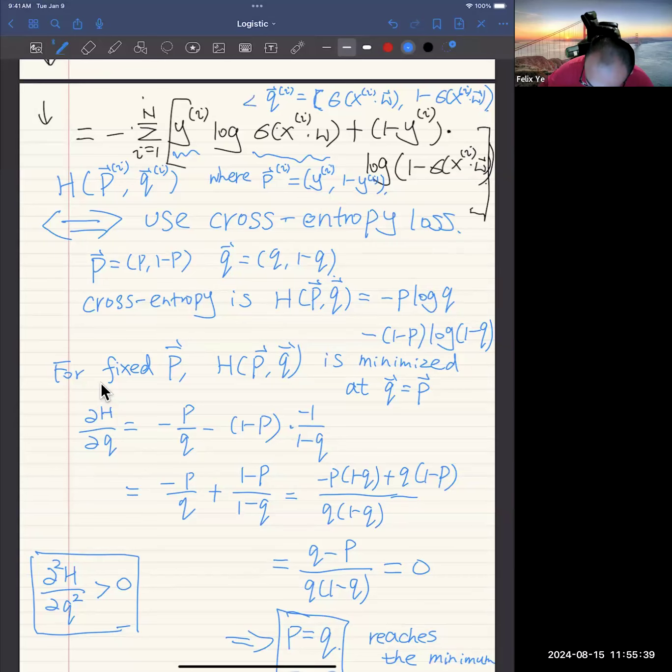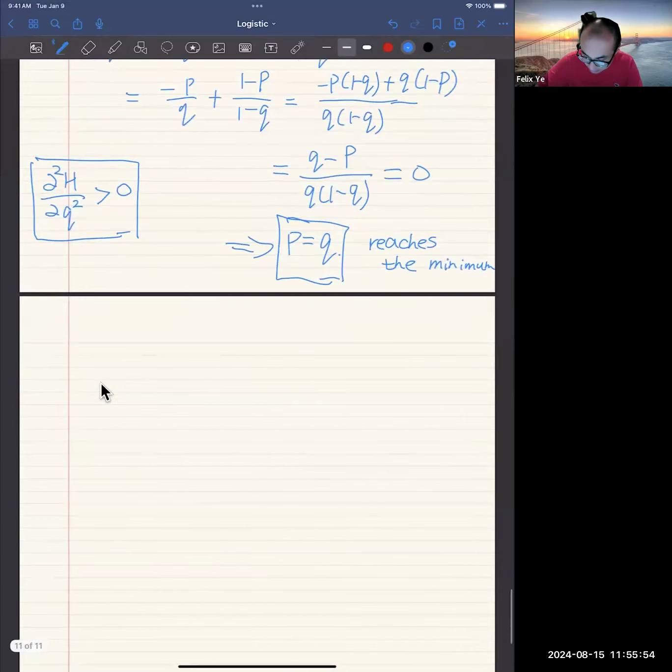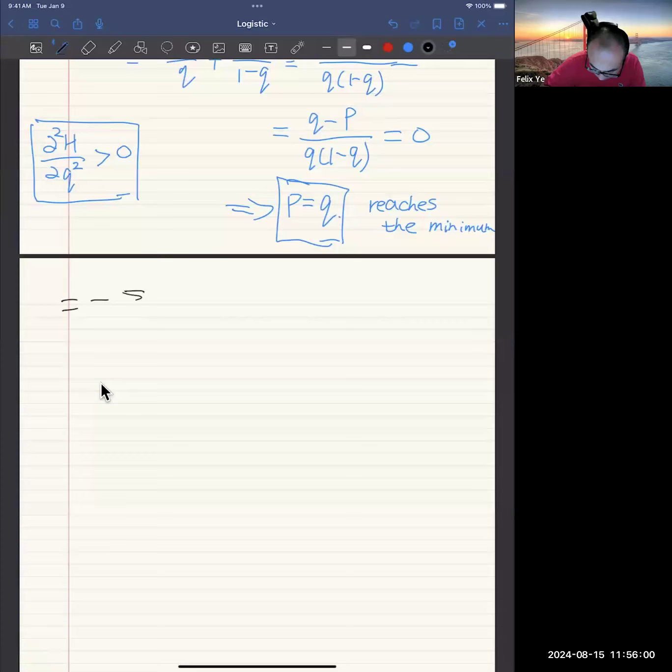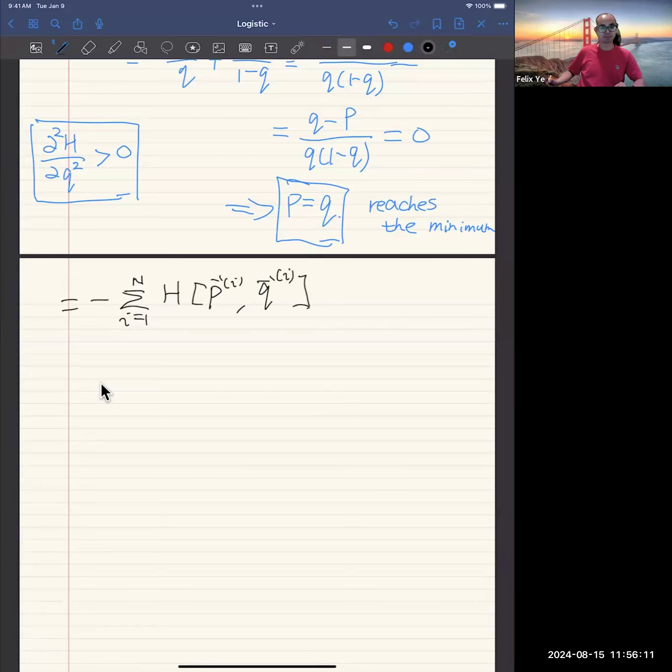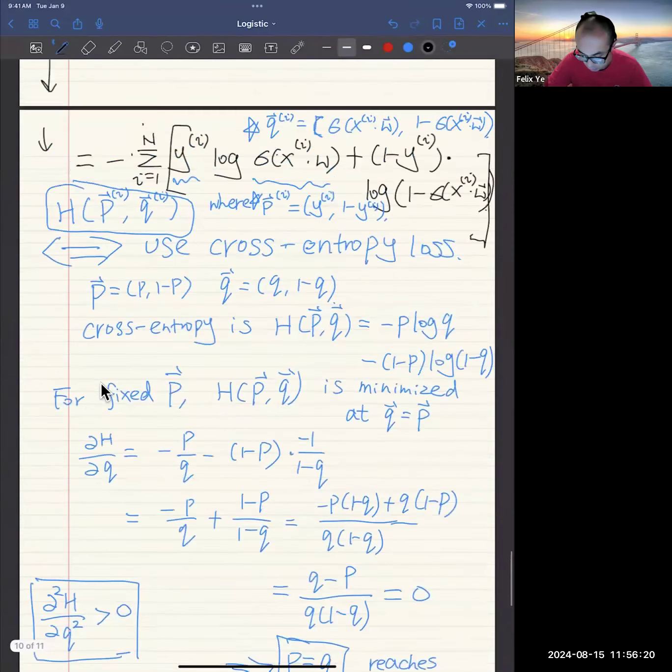Okay, so if we define these two, this term in this bracket is nothing but the cross entropy of Pi and Qi. Then this becomes, I believe, minus the summation of i from 1 to n of the cross entropy of Pi and Qi. We sum them together at the end, and we're trying to minimize with respect to W.